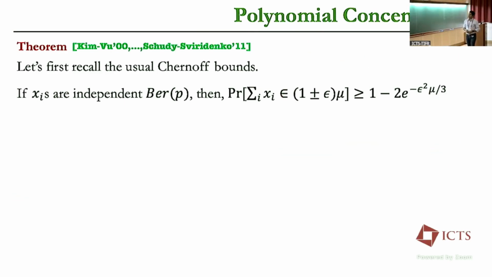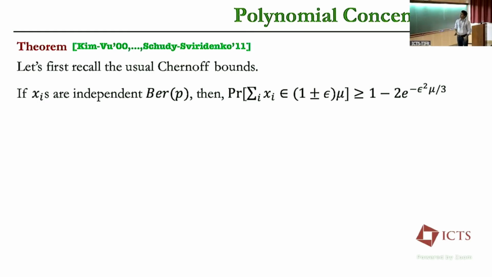In order to show you the form, let's recall the Chernoff bounds. Hopefully you all remember this. If x1, x2, ..., xn are independent Bernoullis with parameter p, so 0, 1 random variables with chance of 1 being p, then the probability that the sum of the xi is 1 plus or minus epsilon times mu is 1 minus some exponential. And the exponential's behavior is controlled by the mean itself. You all know this Chernoff bound.